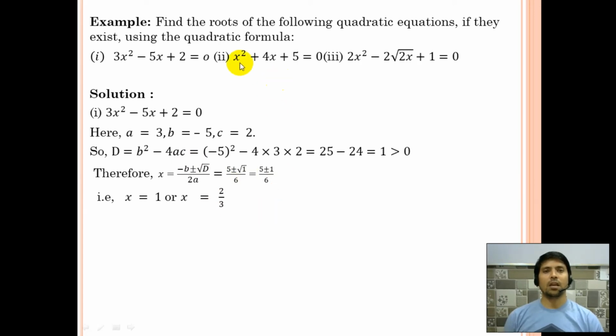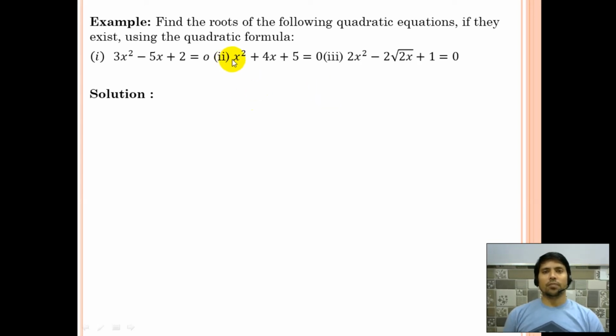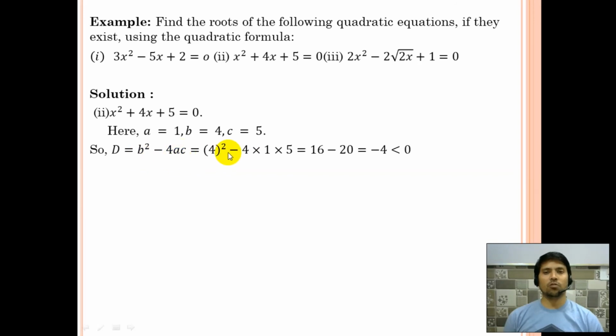Now see the second part, x square plus 4x plus 5 equals 0. We will write it here, and again we will find the values of a, b and c on comparing with ax square plus bx plus c. The value of a equals 1, b equals 4 and c equals 5. Now we will find the discriminant. The discriminant d is given by b square minus 4ac. This is 4 square minus 4 into 1 into 5. By using the values of a, b and c respectively, this is 16 minus 20, which equals minus 4, which is less than 0.